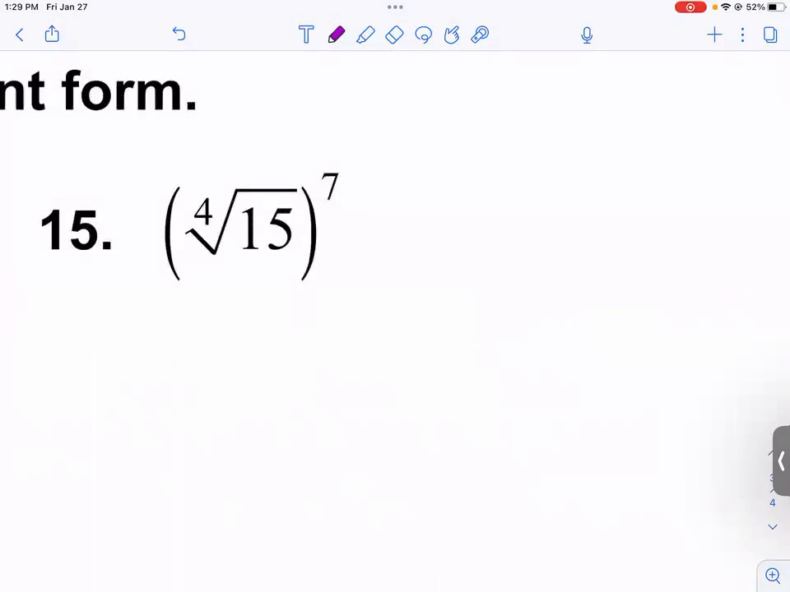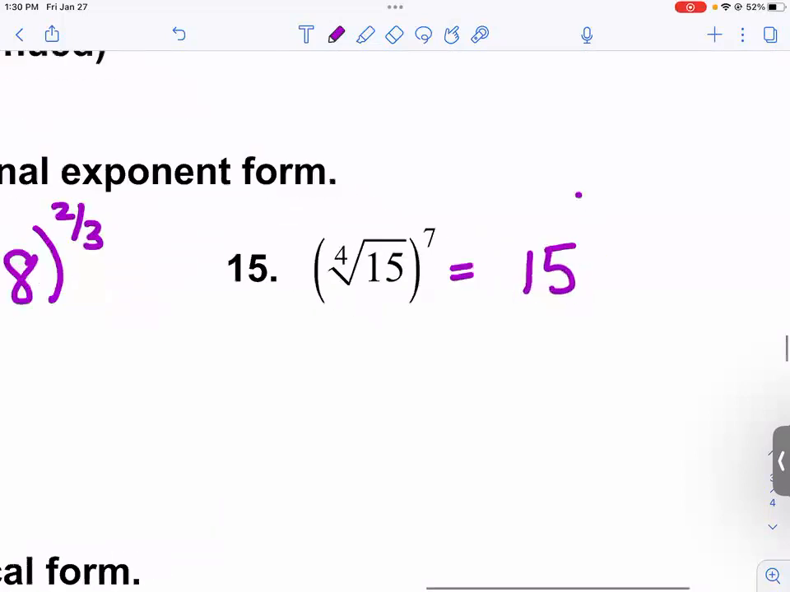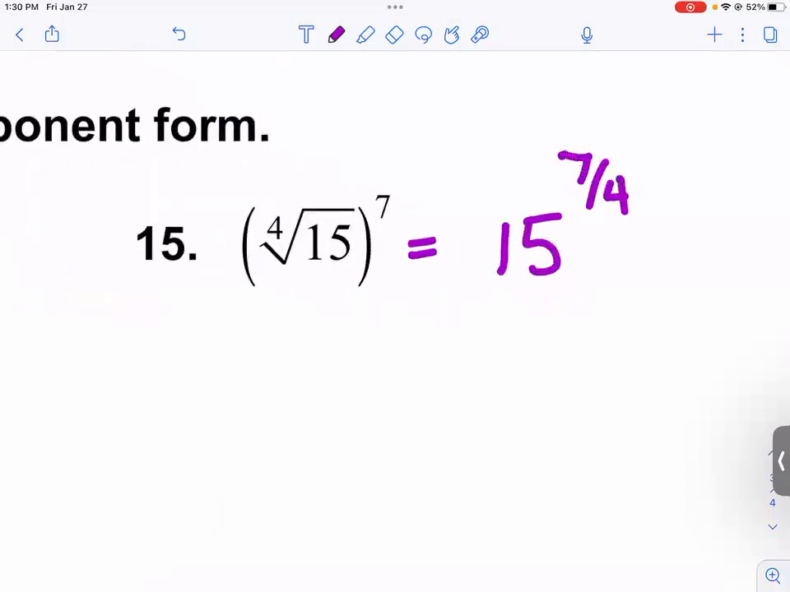Nirvan, how do you have it written? I disagree. It would be 7/4. Okay, let's talk about why. The root is what is in the denominator of your power.